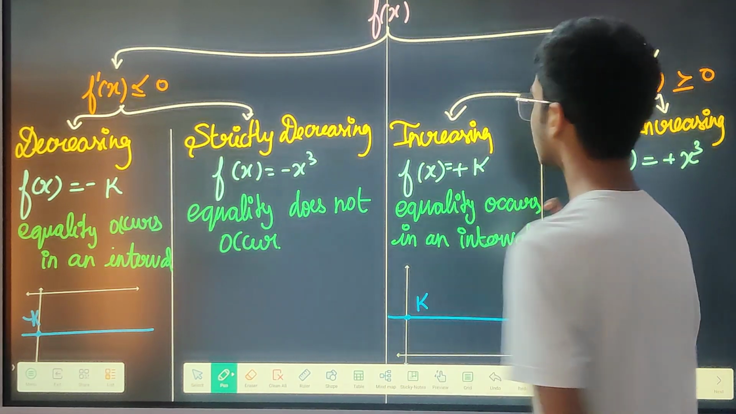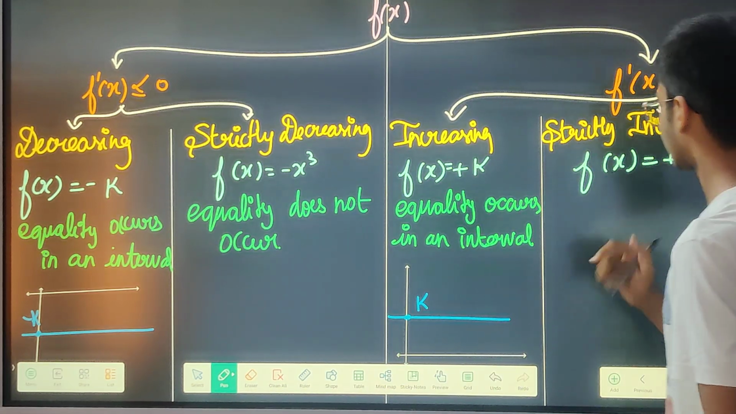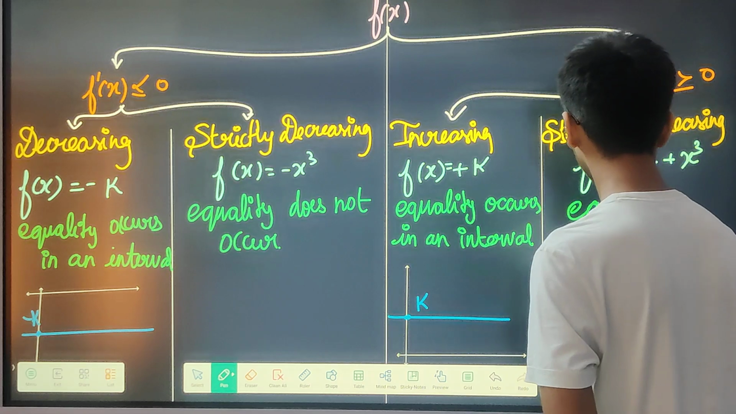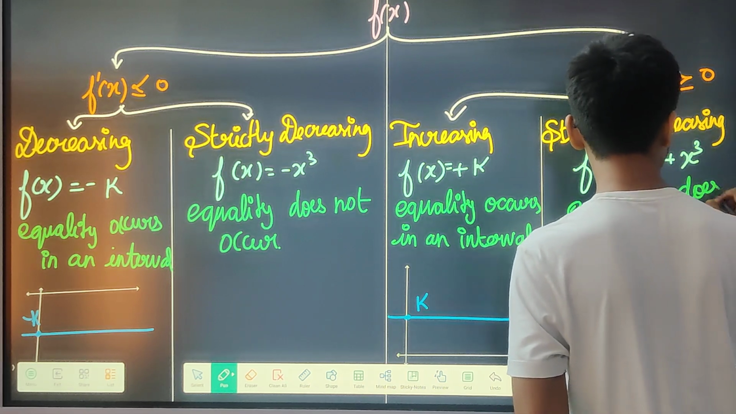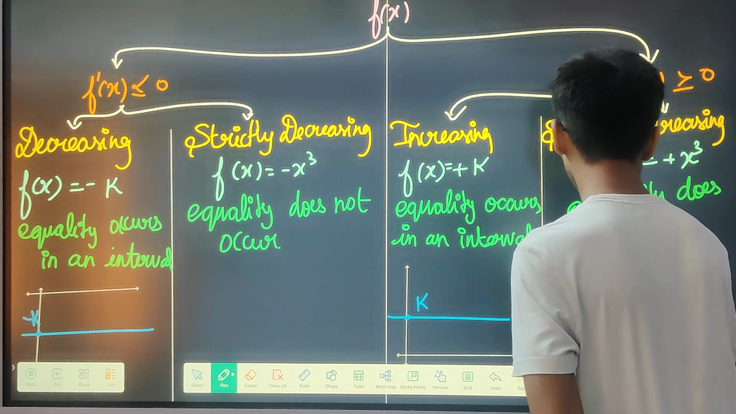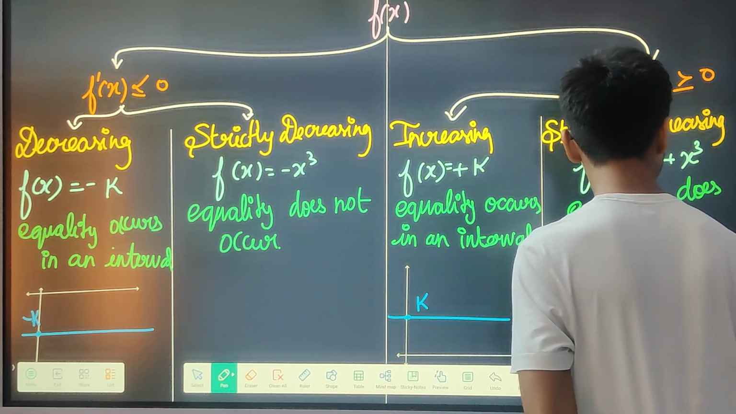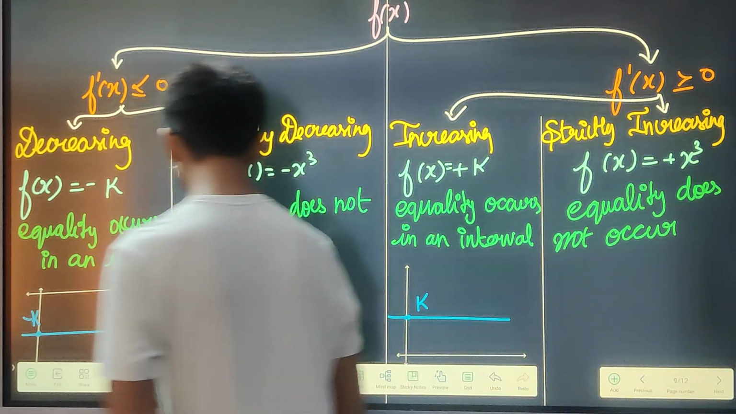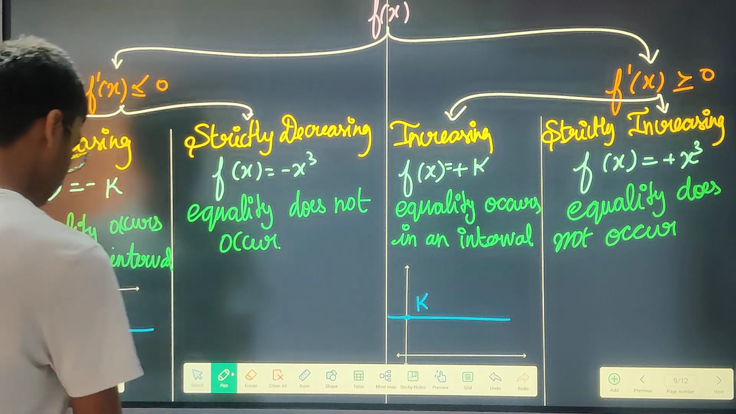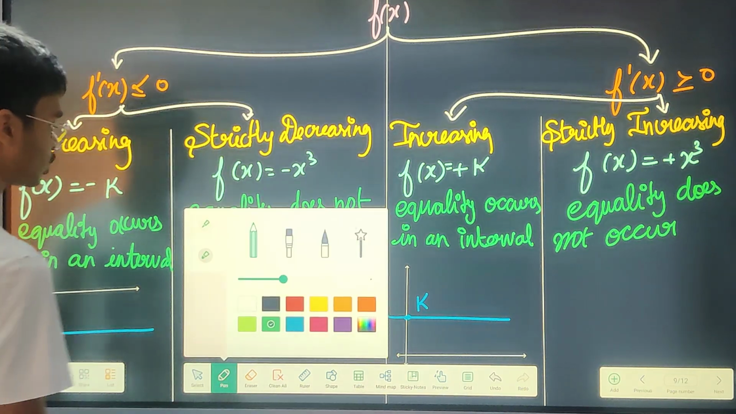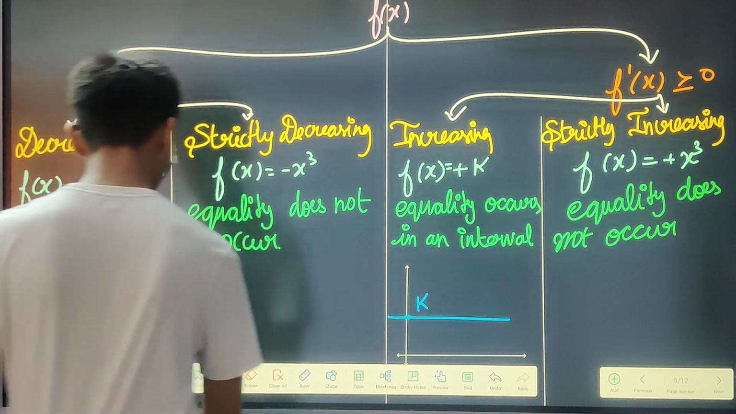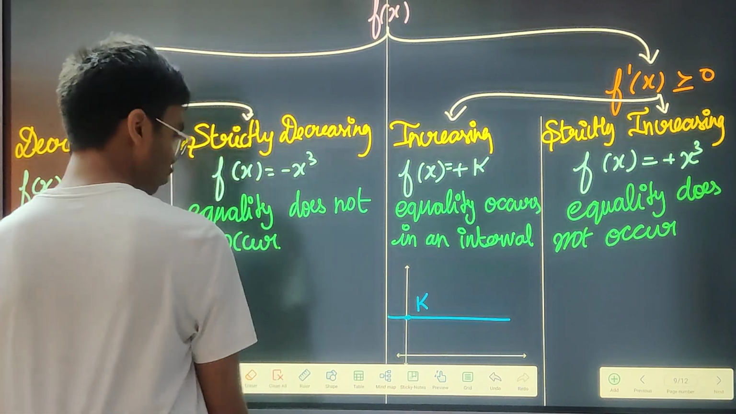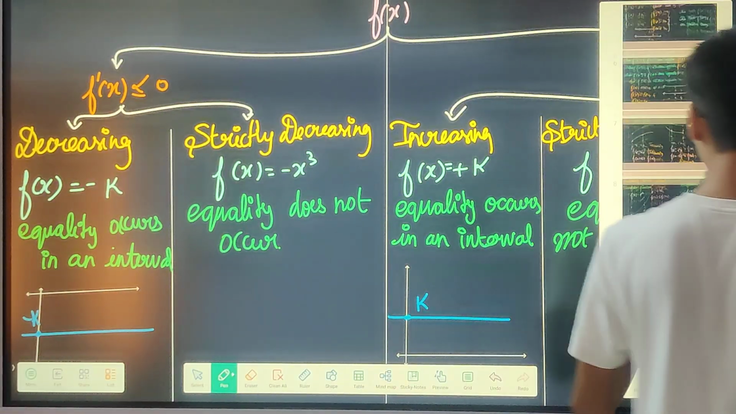Here equality does not occur. Here also equality does not occur. Also equality does not occur. Okay. So now I'll check.